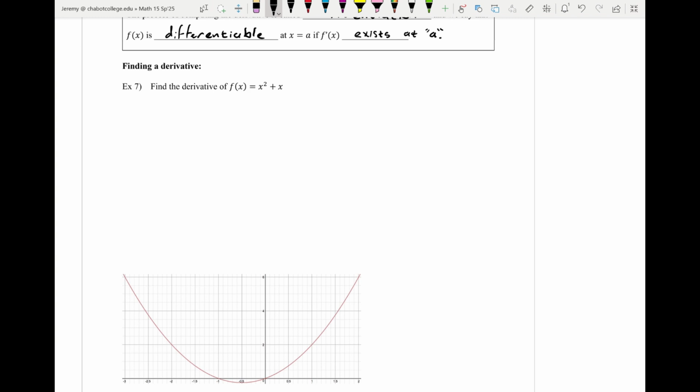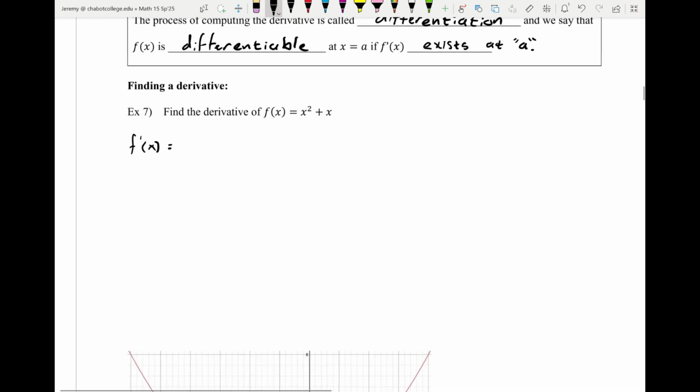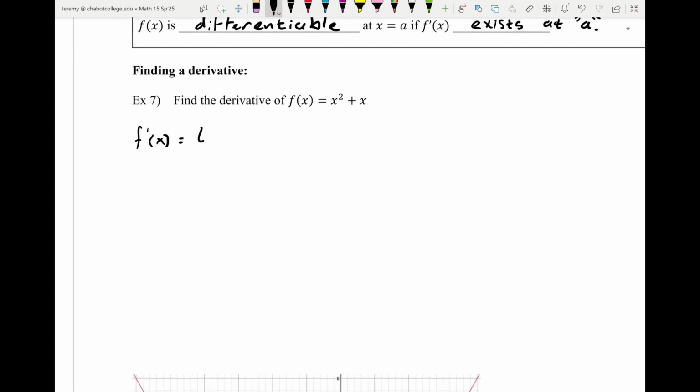All right, well, we have our formula up there. So we want the derivative f prime of x. And this is going to be equal to the limit as h approaches 0 of, and then the formula is f of x plus h minus f of x all over h. Sorry, that kind of looks like a plus sign. Minus.